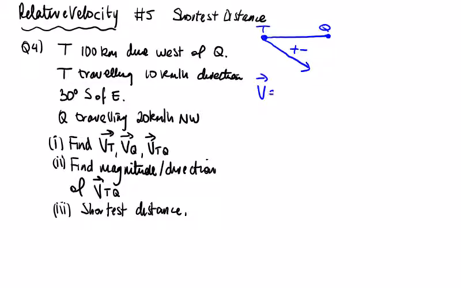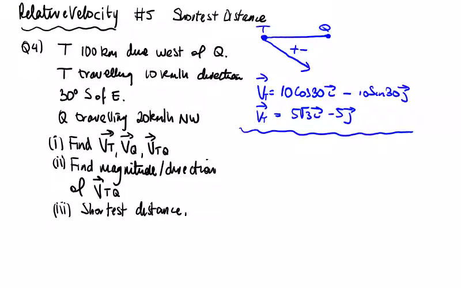Velocity of T is equal to 10 by the cos of 30 in the I direction, and we have a negative 10 by the sine of 30 in the J direction. So the velocity of T: 10 cos 30 is root 3 over 2, so that's going to give me 5 root 3 in the I direction. And the sine of 30 is a half, so that's going to give me minus 5 in the J direction. That's the velocity of T.